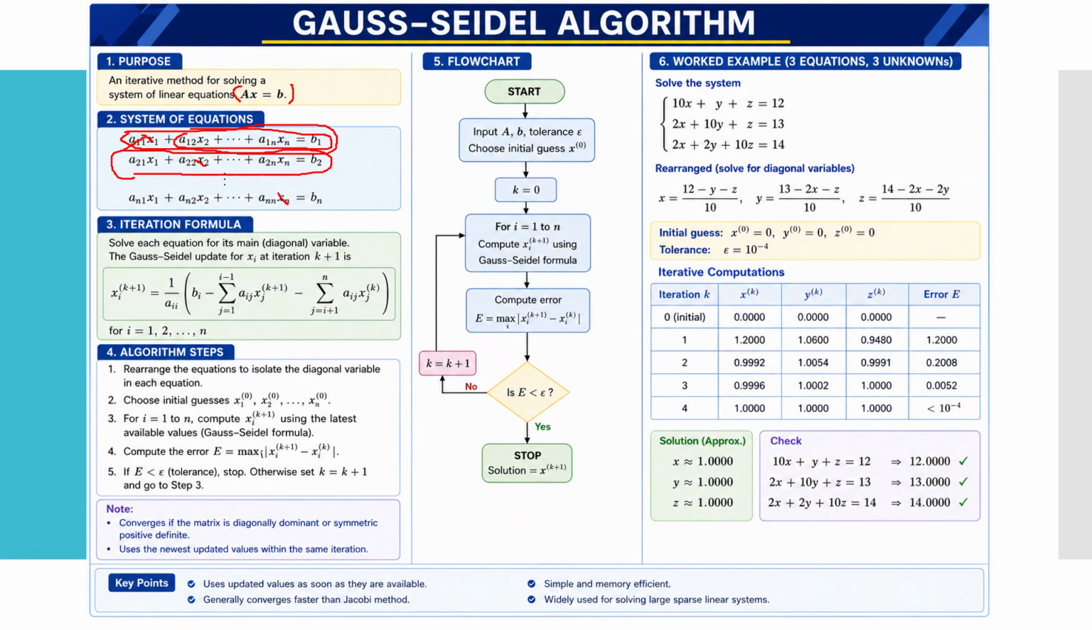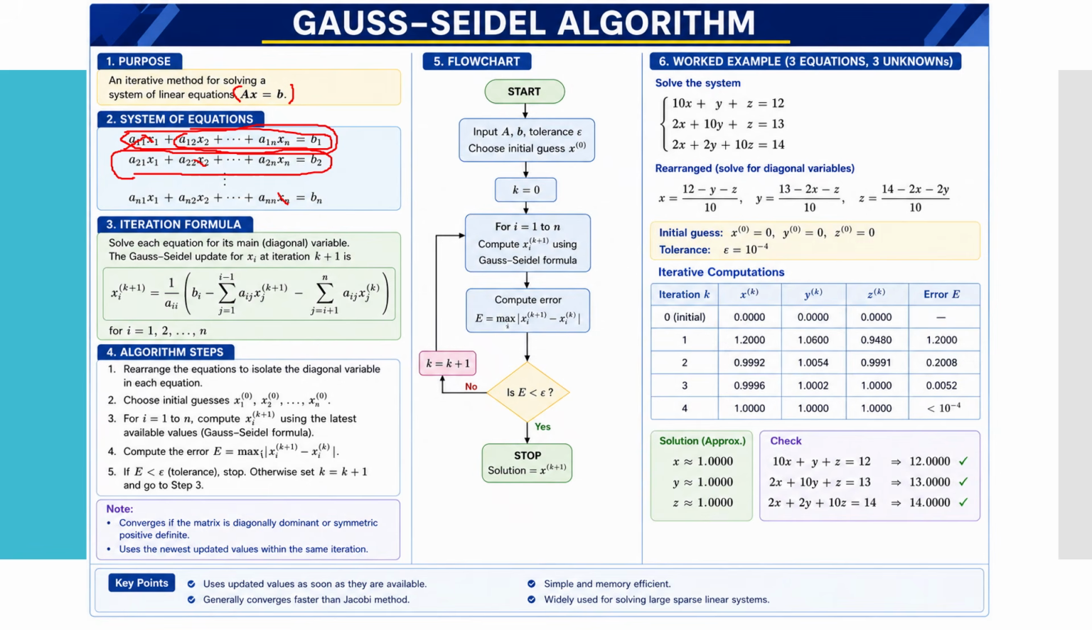So x_i^k is equal to 1 over a_ii. Here ii means the coefficient of the diagonal matrix. For example, for x1 it's a11, for x2 it's a22, for x3 a33, for xn it's ann. So we can use a general equation: x_i at the next iteration is obtained as 1 over a_ii times b_i minus the summation of j from 1 to i minus 1 of a_ij x_j^(k+1), minus the summation of j starting from i plus 1 up to n of a_ij x_j^k.